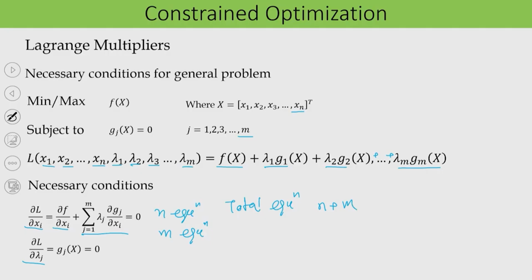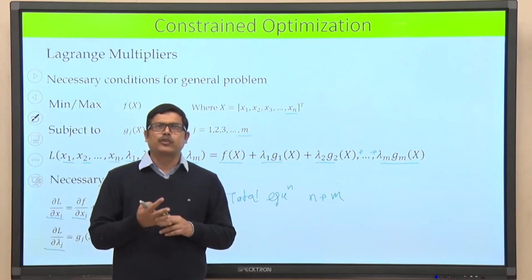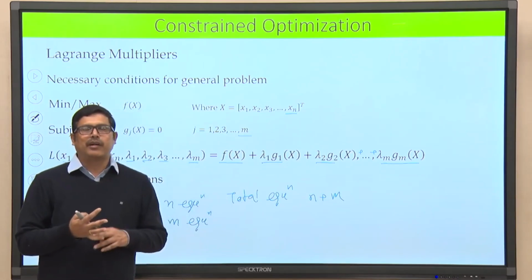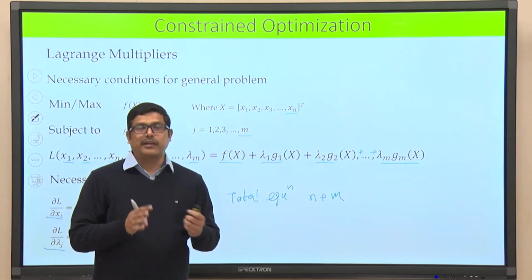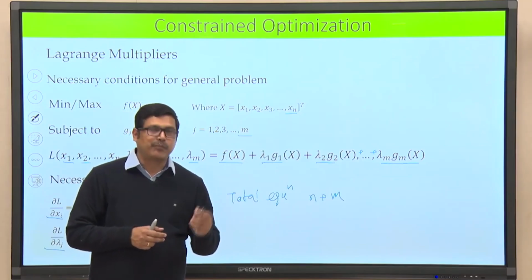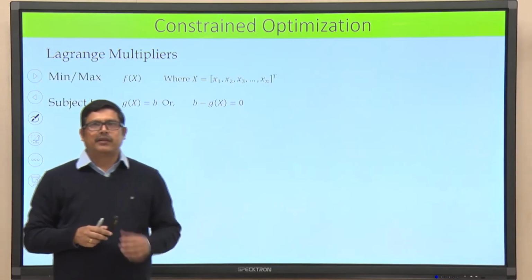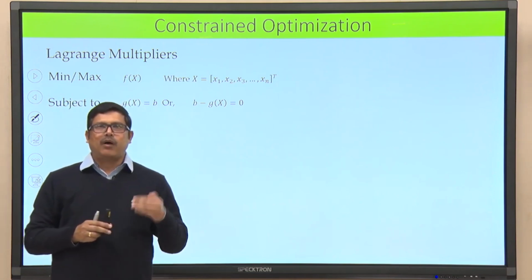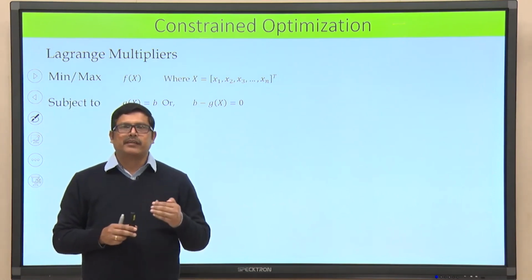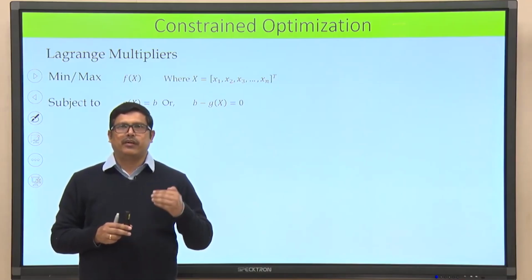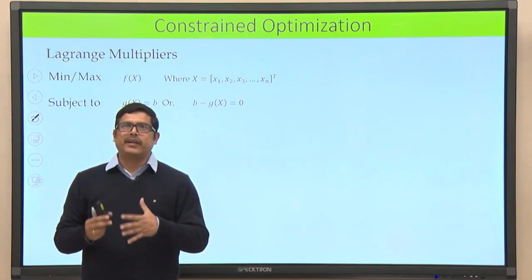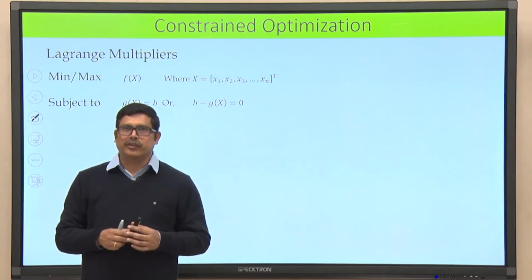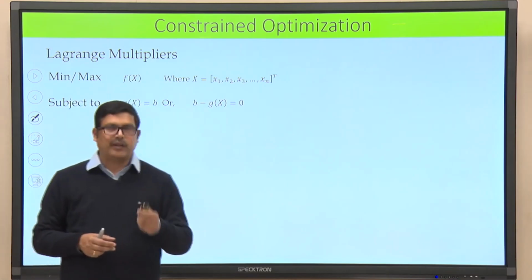Now you have to solve these equations to find the values of x_1, x_2 up to x_n, and lambda_1, lambda_2 up to lambda_m. You can solve this and find the solution, and that is basically the stationary point. Now, we have an equality constraint. What will happen if I change the equality constraint, or relax or tighten the constraint? How does it influence the optimal solution? That we can also evaluate.